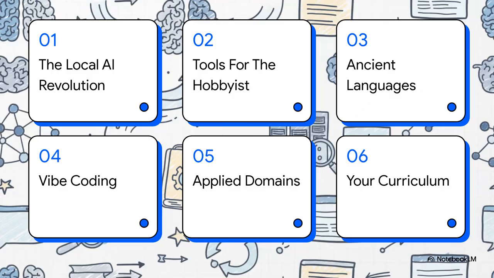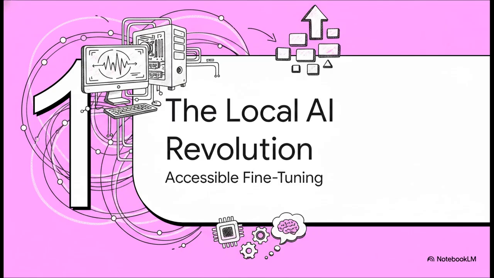Here's how we're going to break it all down today. First, the local AI revolution. Second, tools for the hobbyist. Then we'll hit our specific paths. Track 1 is ancient languages. Track 2 is vibe coding. Track 3 is applied domains. And finally, your fine-tuning curriculum. All right, let's kick things off with Section 1, the local AI revolution.